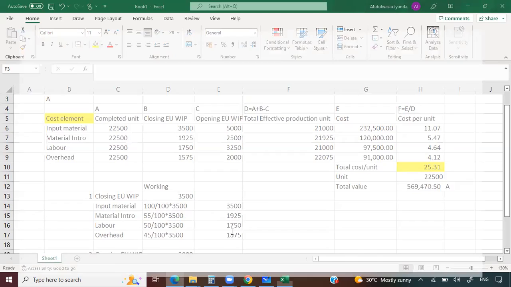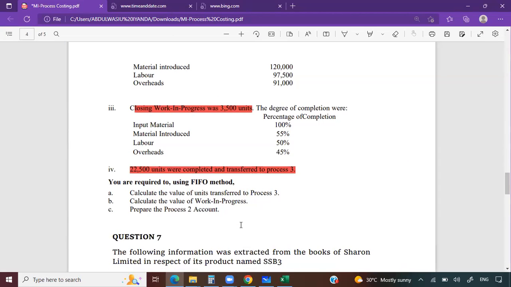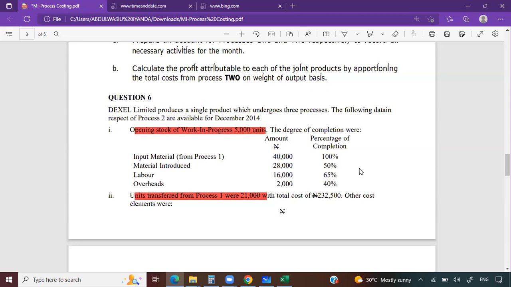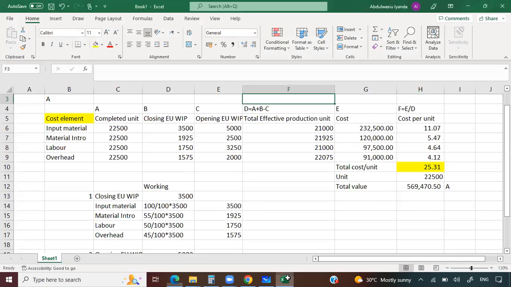Requirement 2. What does requirement 2 say? Can you kindly move the screen to see the order and calculate what? Okay, I'm coming. Calculate the value of work in progress.